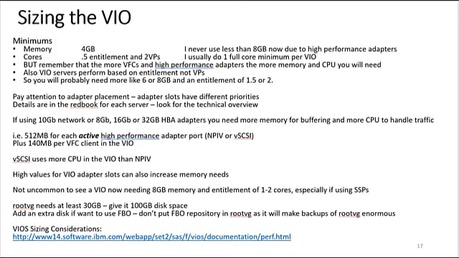Now, vSCSI is going to use more CPU in the VIO server than NPIV, but NPIV, of course, is going to use more memory. When you're doing your architecture, make sure that the planning for the memory and everything includes enough for the VIO servers to grow if they need to.